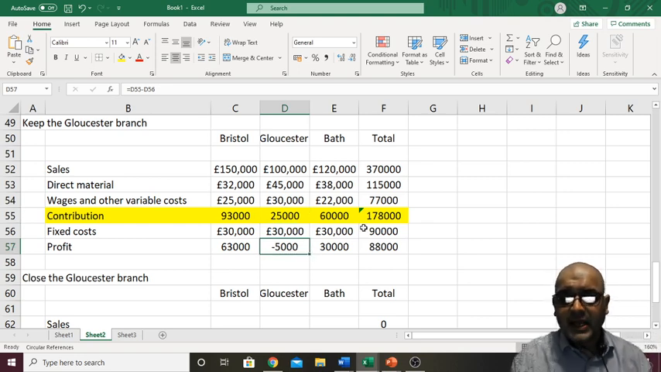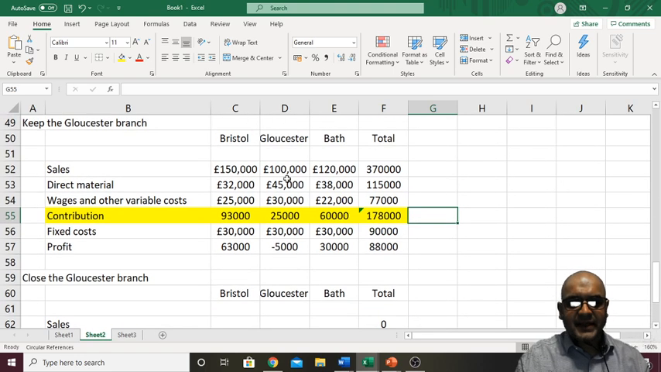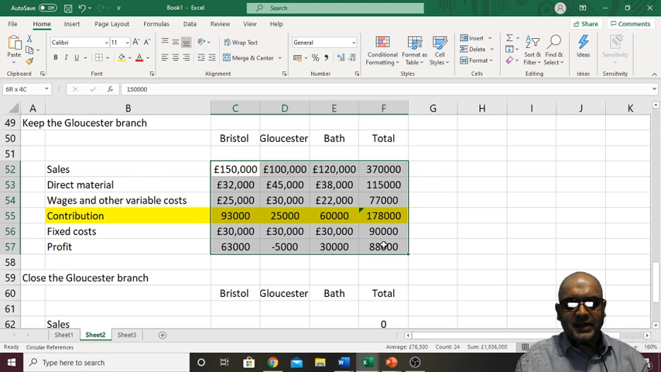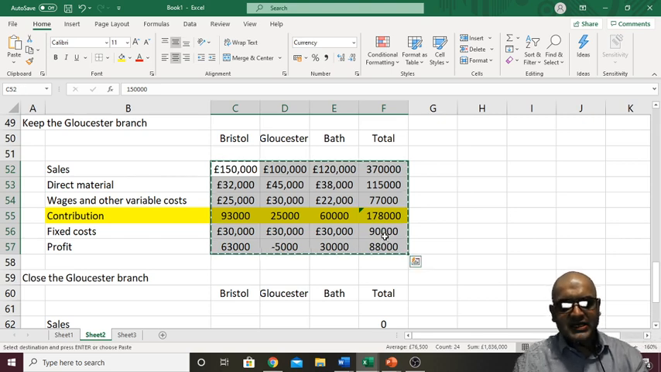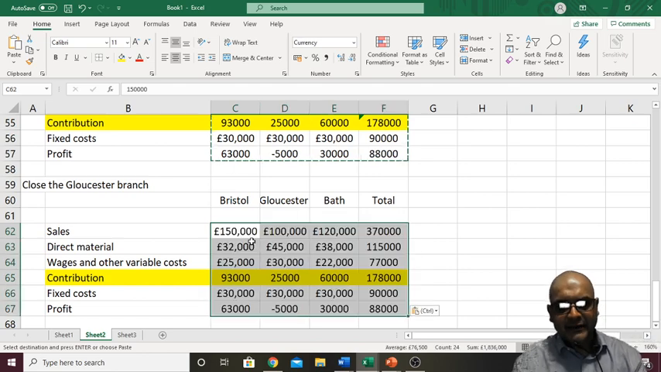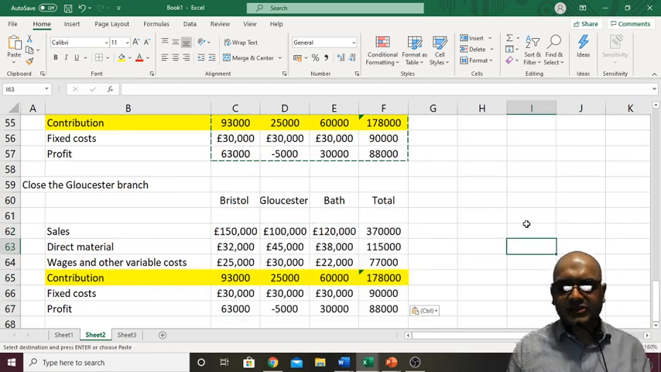Are you with me? So what we'll do now is copy and paste all the figures into the second alternative, which is to close the Gloucester branch. So let's copy the entire table with all the figures only and paste it here. So it's exactly the same, just copy and paste.